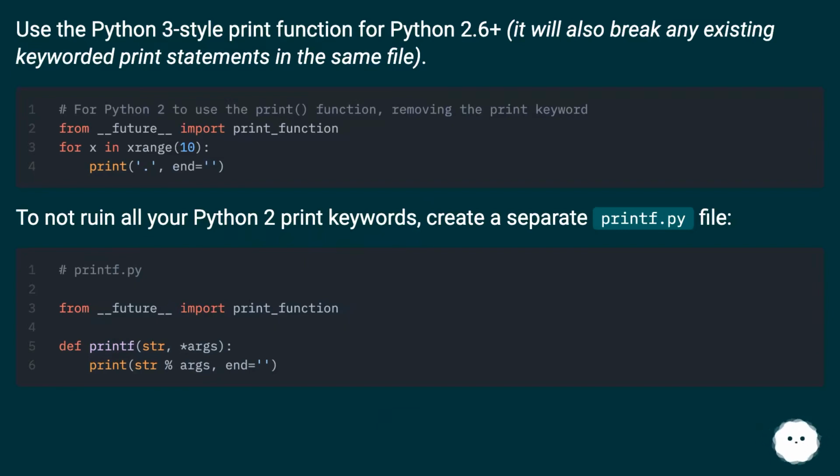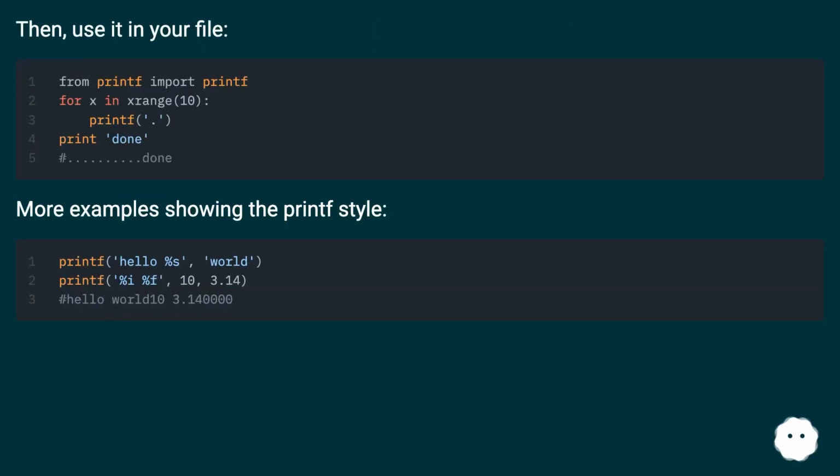Use the Python 3 style print function for Python 2.6 plus. It will also break any existing keyworded print statements in the same file. To not ruin all your Python 2 print keywords, create a separate prints.py file. Then, use it in your file.